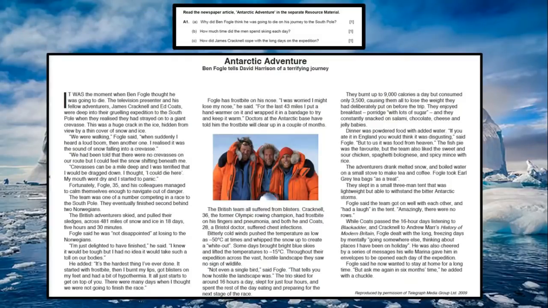If you want to get the exam, all you need to do is type in EDUQAS Ben Fogle into Google and you can find it there.